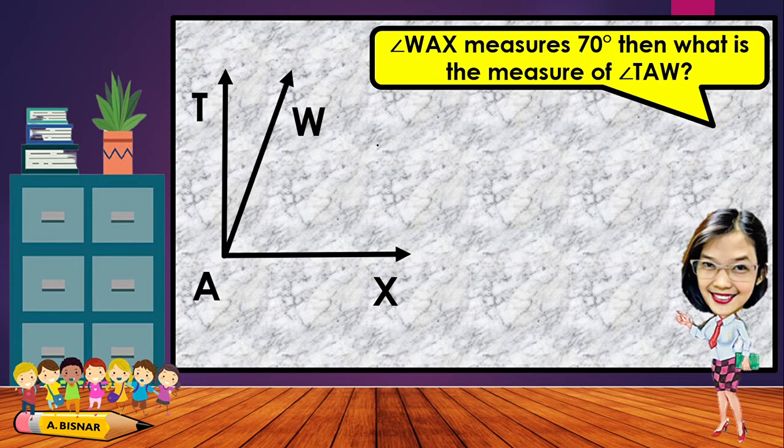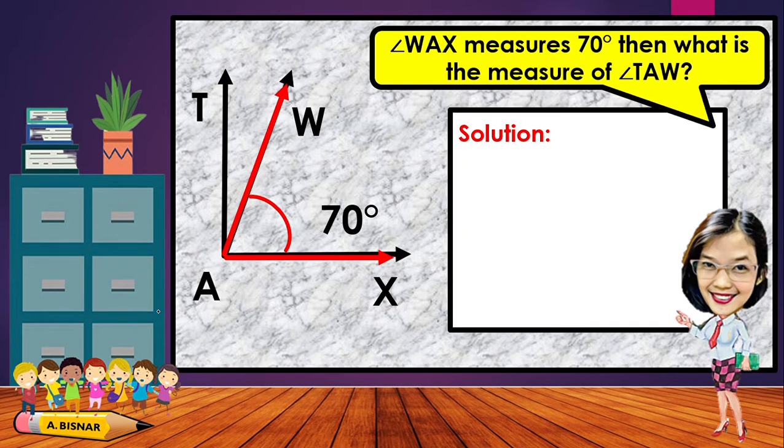Next, say for example that angle TAX is a right angle. So let us consider this as our second problem. Angle WAX measures 70 degrees. Then what is the measure of angle TAW? So, do you already have your answers in your mind? Let's check if that is correct.